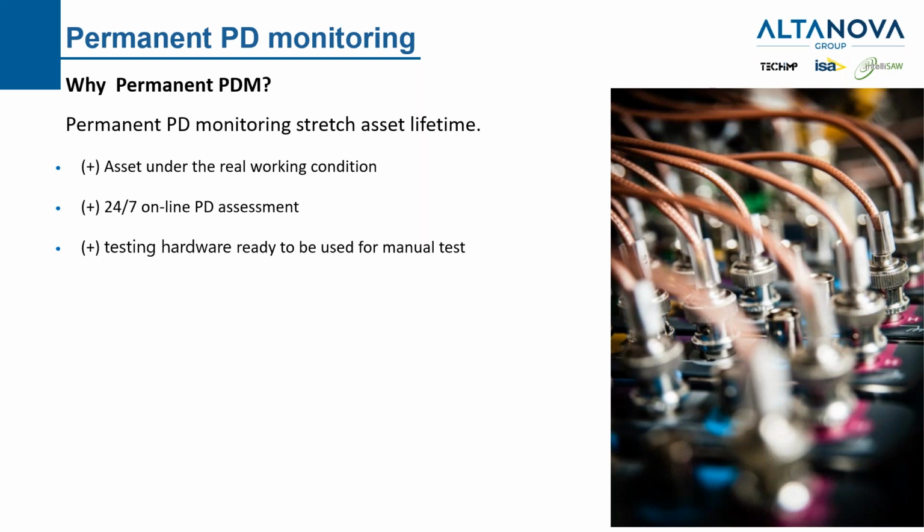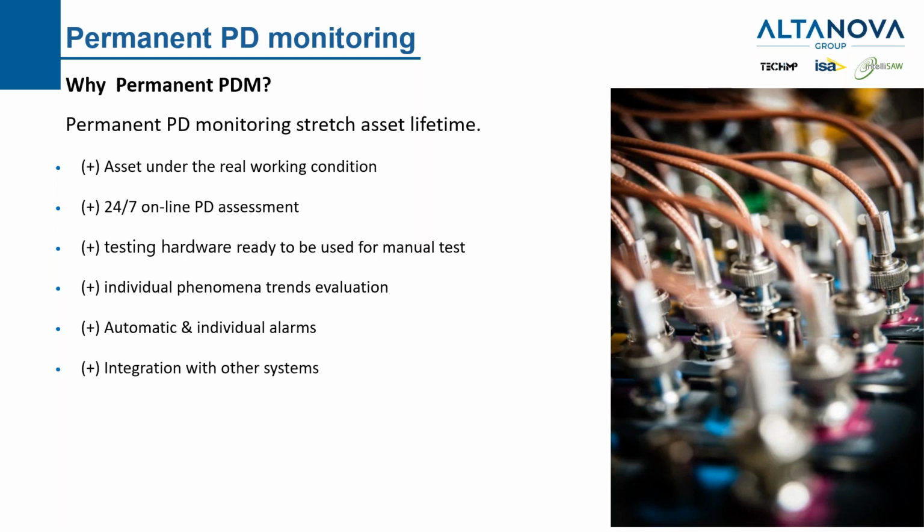If we have the acquisition unit for the permanent monitoring, the same acquisition unit can also be used for spot testing, let's say, more manual, with the PD Pro, for example. We can have individual phenomena trends evaluation thanks to the T-SCADA TF map separation. We have automatic and individual alarms. Can be integrated with other systems, also with the vibration, for example. And of course, the very bad part is that it's a bigger investment for the customer.